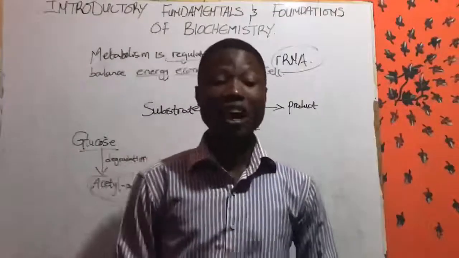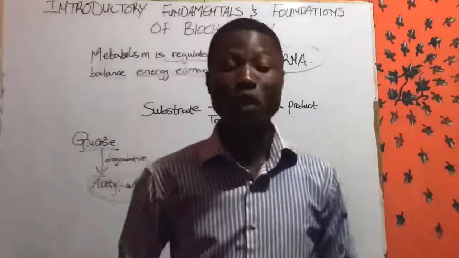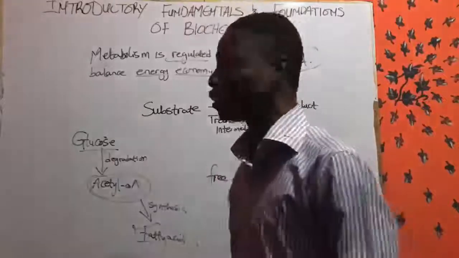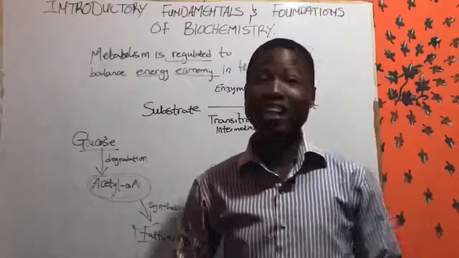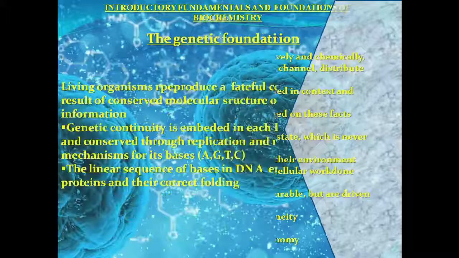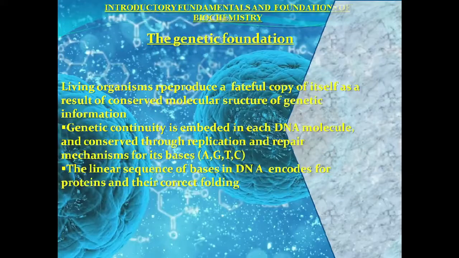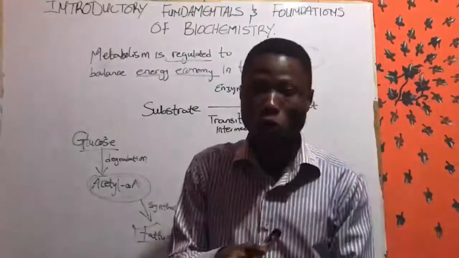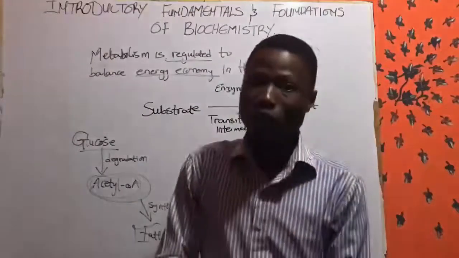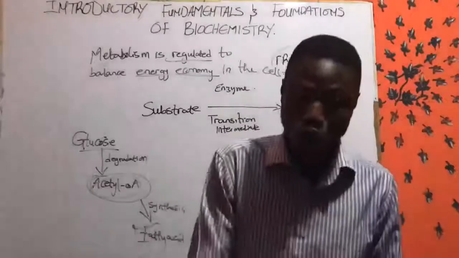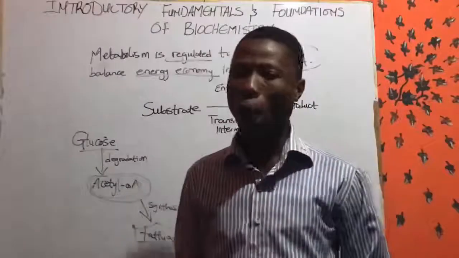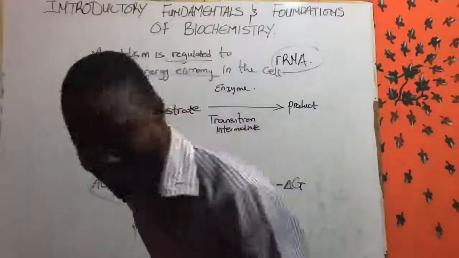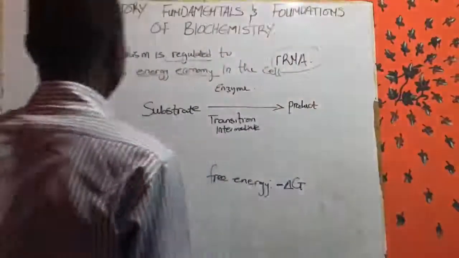So let's get started. Living organisms reproduce a faithful copy of themselves as a result of the conserved molecular structure of genetic information. This is what I'm trying to say. Inside every living and viable cell, there is a molecular structure that helps the cell to conserve genetic information. Are we together? And this genetic information is passed from generation to generation. So what's the molecule that helps in conserving this genetic information? They are known as nucleic acids.